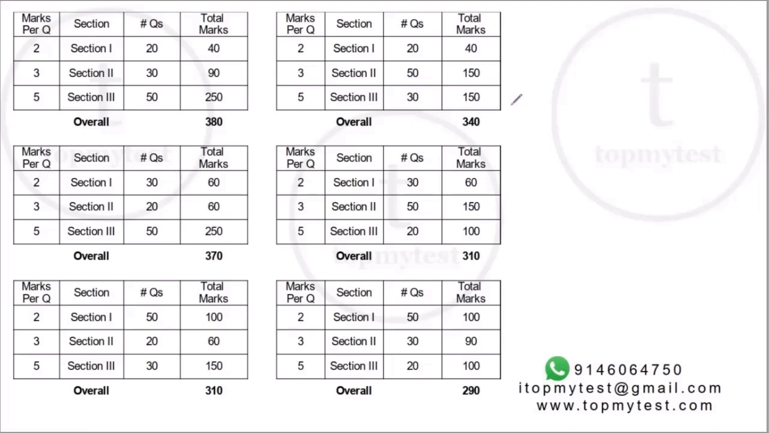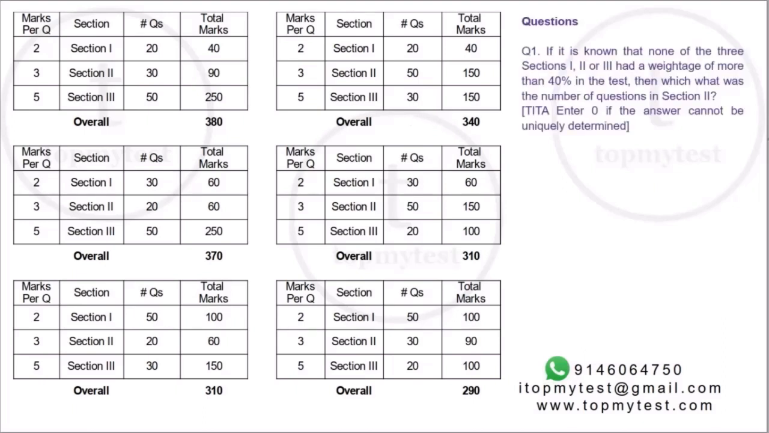So let's do. Okay, let's try this. Question number 1. If it is known that none of the 3 sections, 1, 2 or 3, had a weightage of more than 40% in the test, so none of them should have more than 40% in the test, then what was the total number of questions in section number 2?